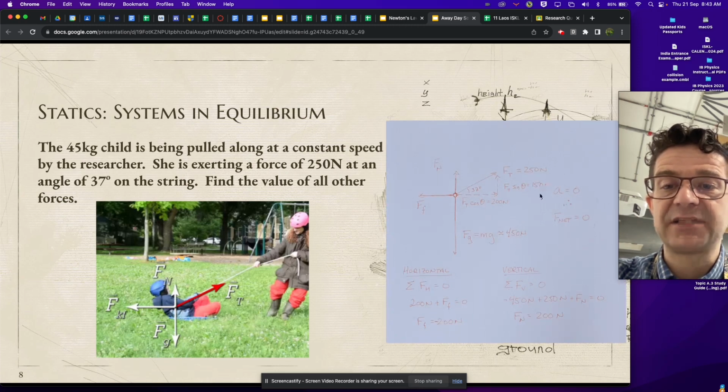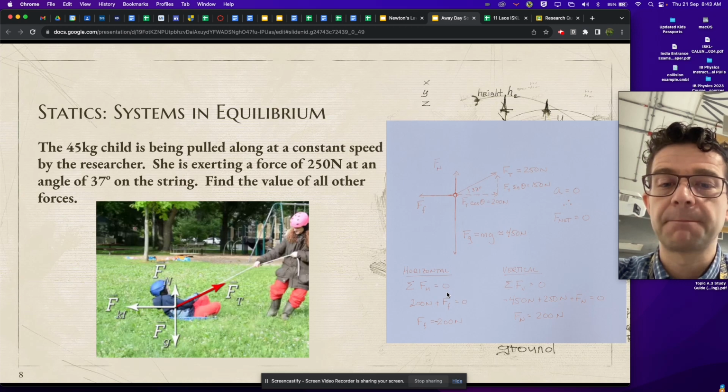Newton's second law tells us that because this is at a constant speed, the acceleration is zero, and therefore the net force has to be zero. The net force has to be zero both horizontally and vertically. So when I look at the sum of all the horizontal forces, using the sigma notation for the sum and FH to represent the horizontal forces, the sum of the horizontal forces has to be zero.